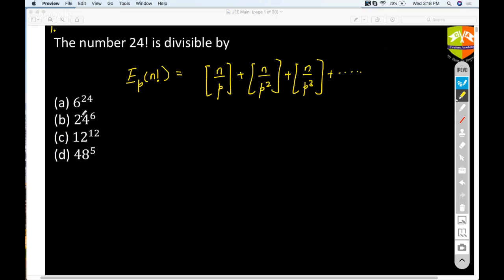Now look at the numbers that we have over here. All these numbers are made up of the prime factors 2 and 3. Correct? So try to find out what is the exponent of the prime number 2 in 24 factorial, and what is the exponent of the prime number 3 in 24 factorial. And let's see which of the following options is the best fit for 24 factorial to be divisible by.